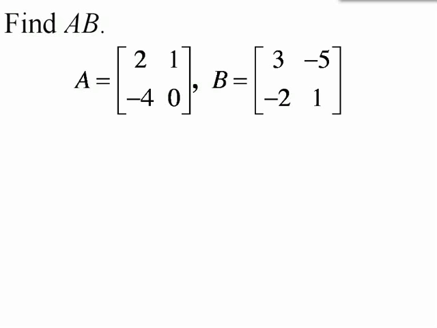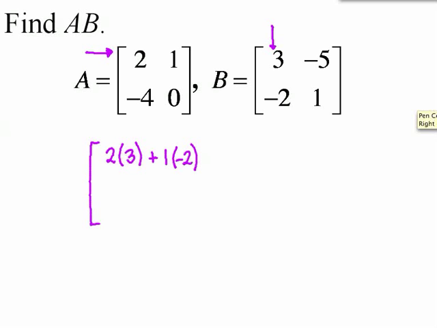So let's look at this one. What are the dimensions of the first one? 2 by 2. Second one? 2 by 2, so my net result is a 2 by 2. So first of all, I'm going to take row 1 times column 1. So 2 times 3 plus 1 times negative 2. Some of you might be able to do that without writing it out; you could just write 6 plus negative 2.